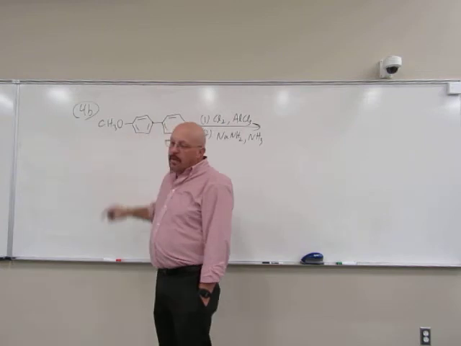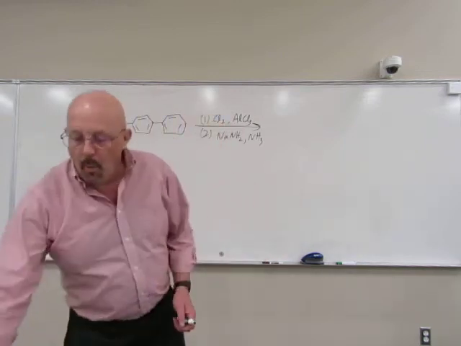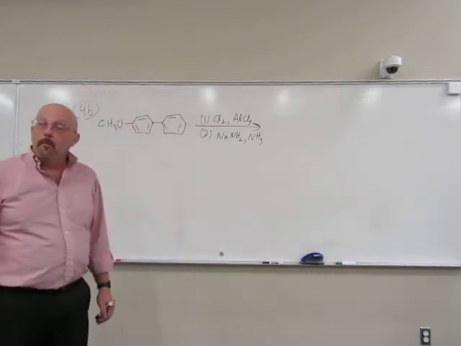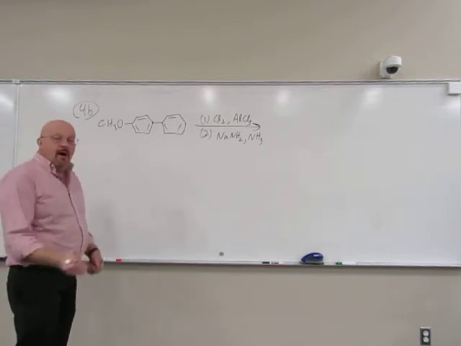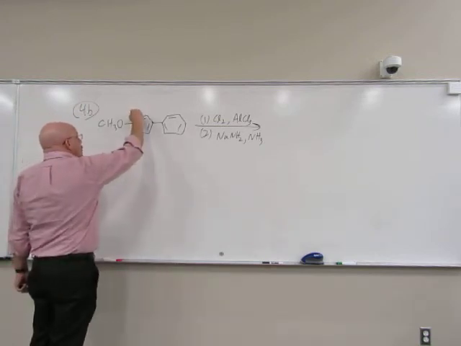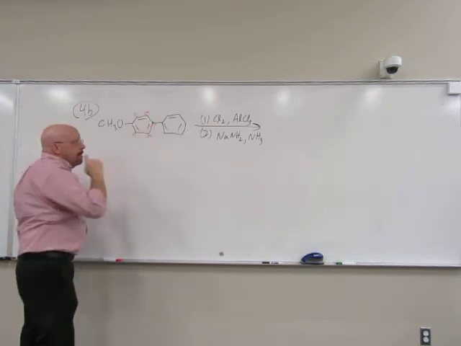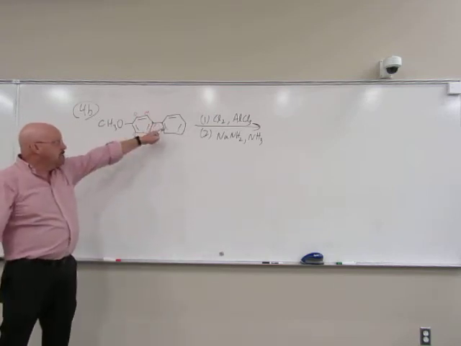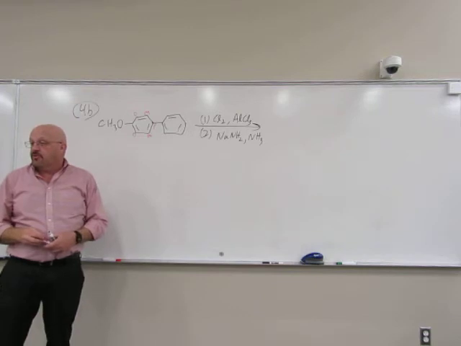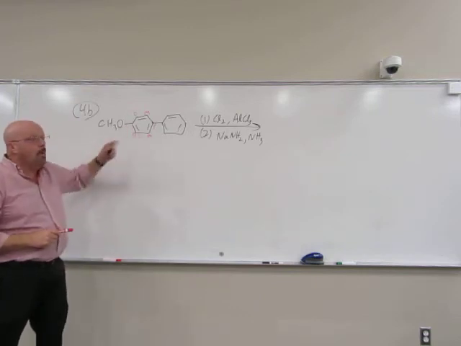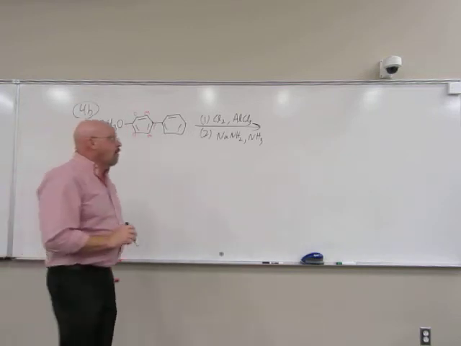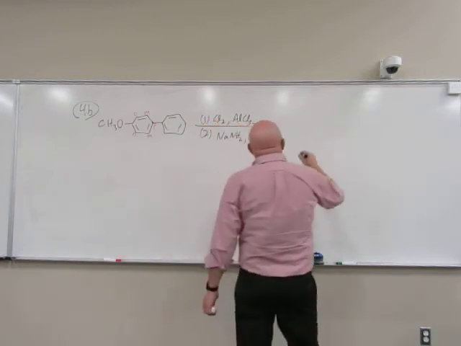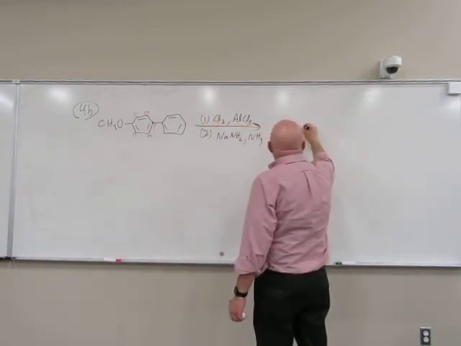The methoxy wins here, so we want to go ortho or para to that methoxy. Here is ortho to the methoxy, here is meta, and here is para. I can't go para because there's already a substituent in the para position, so the only option is to go ortho. So that chlorine is going to go ortho to the methoxy group.